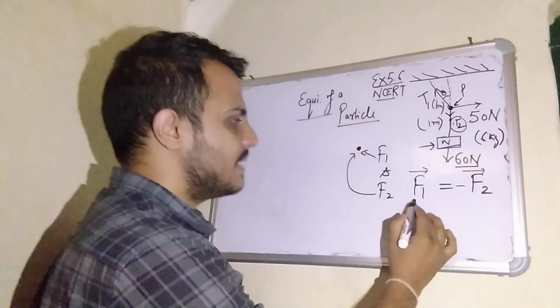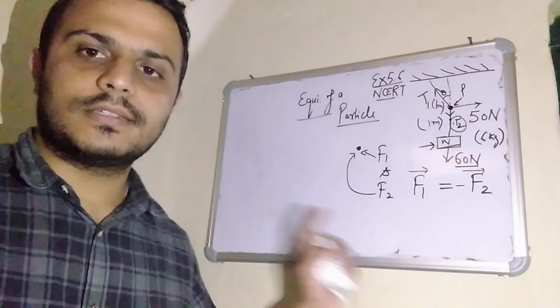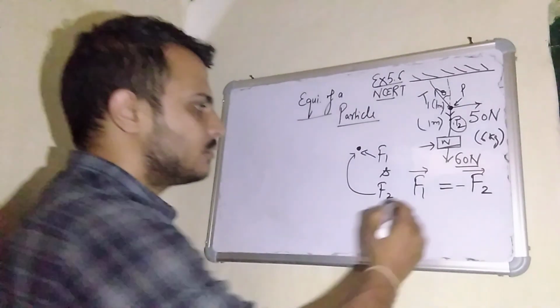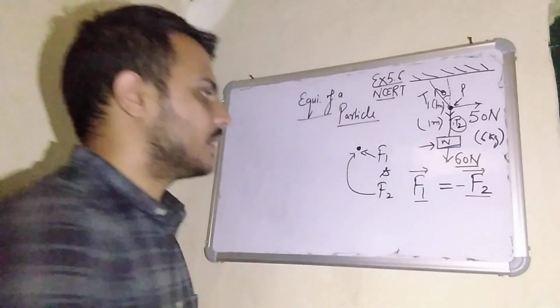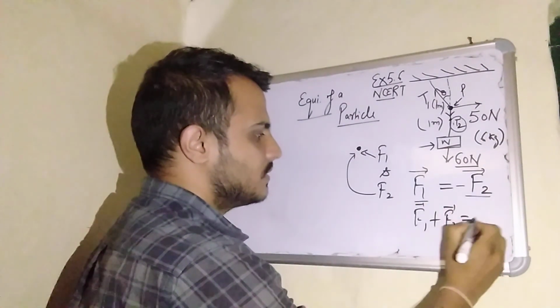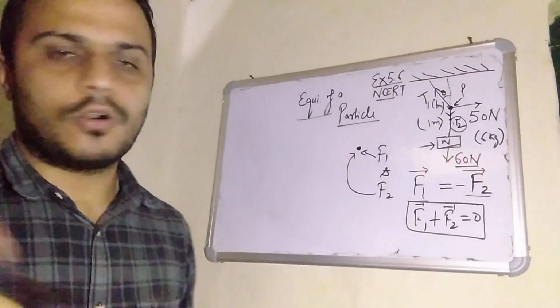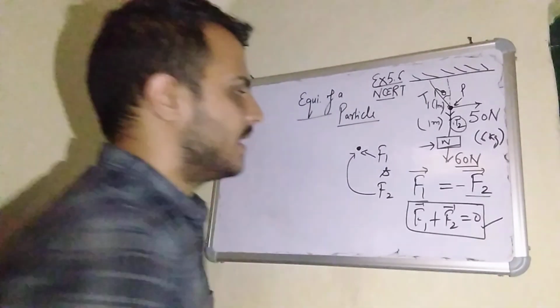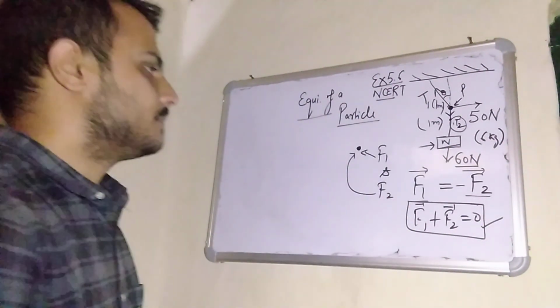So when forces of the same magnitude and opposite directions act on a particle, then you can say that this particle is in equilibrium. This is the condition for a particle in equilibrium when two forces act on it. So the condition is that F1 plus F2 is equal to 0. For a particle to be in equilibrium when two forces act on it, this should be satisfied. This is the case when you have two forces involved.